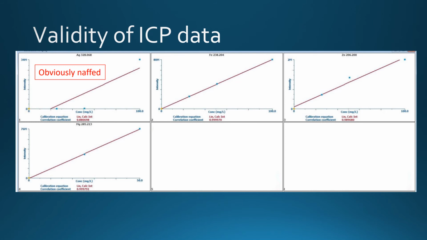Moving on for the iron, we have a very nice line here which goes through the origin. We have a correlation coefficient of 0.9999, so I think it's quite safe to say that this one's been quite well calibrated, and the data we get for this one is pretty accurate. Not too bad, pretty reliable for that one.